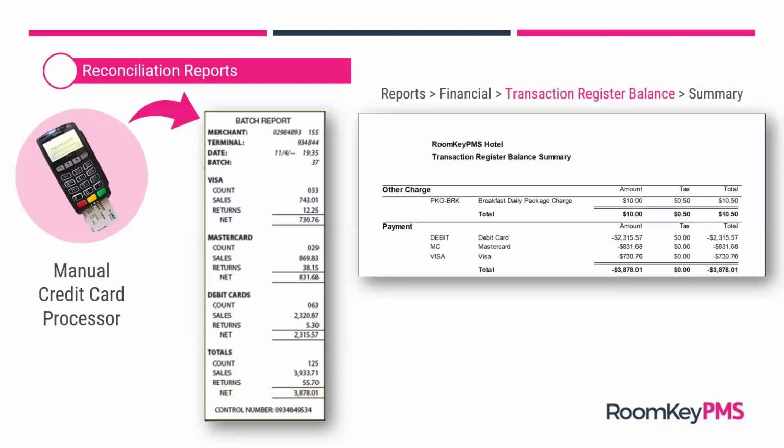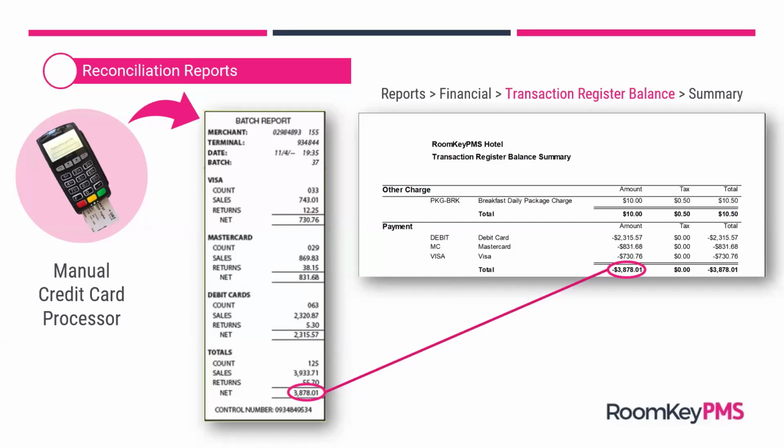Now in Roomkey, you're going to access the transaction register balance summary report. I recommend using this report as a summary version because it gives you that summarized total in the payment section. So this makes it really easy to compare the report in Roomkey transaction register balance to your batch report from your manual credit card processor. You'll take a look at the totals for each credit card type, so Visa, MasterCard, debit, etc., and also make sure that the net total for the payments matches the net total for your batch report as well.